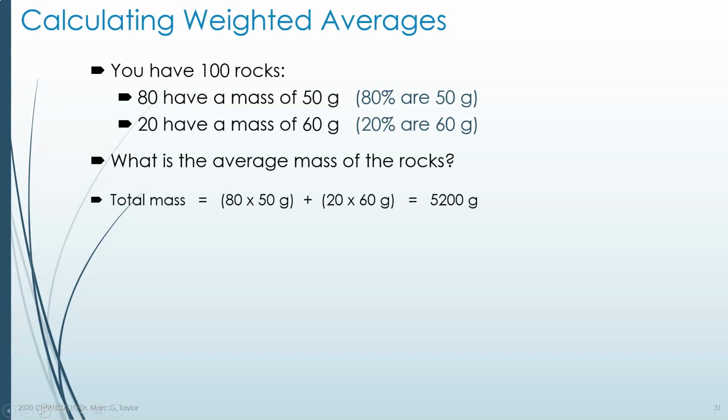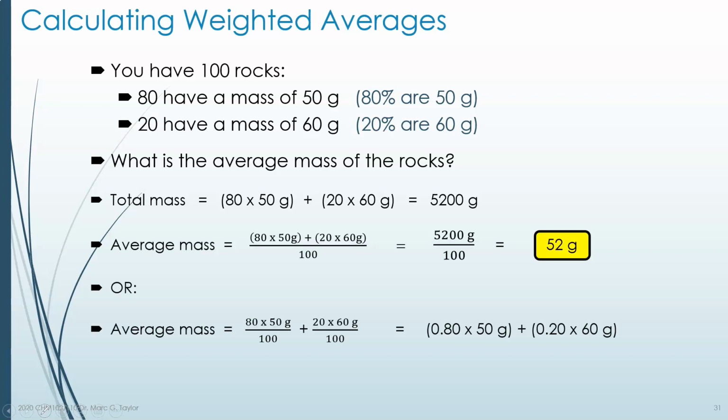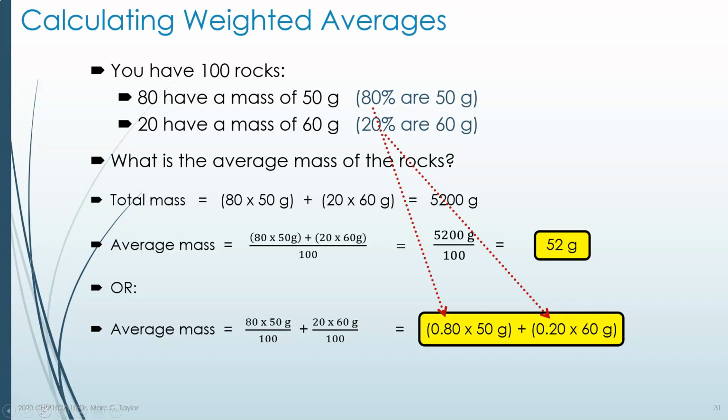So the way to get the average mass of the rock is you have 80 rocks that are 50 grams. You multiply those out. 20 rocks that are 60 grams, and you get a total number of grams, and you divide that by 100 rocks. Or you can say, hey, I've got 80%, which is 80 divided by 100, are 50 grams. And I have 20%, which is 20 divided by 100, or 0.20 times 60 grams. And I multiply that out. And I don't need to divide by 100 because, remember, the percentage builds in the dividing by 100. And then we multiply it out, and we get these two pieces. We add up the two pieces.